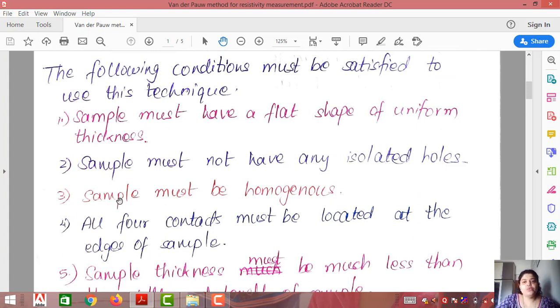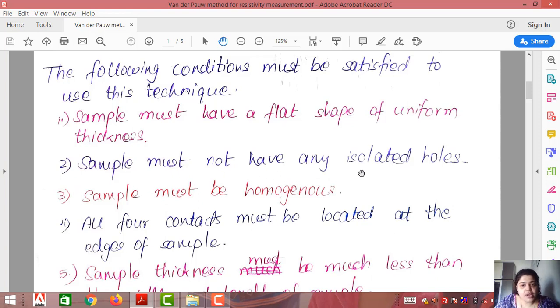Before you start measurement using the Van der Pol method, there are some conditions which must be satisfied. The first one is that the sample must have a flat shape of uniform thickness. The shape is not specific. It can be a square, a rectangle, a rhombus, any shape, but it should be flat, not uneven, and the thickness should be uniform. If you consider any part of the sample, the thickness should be the same.